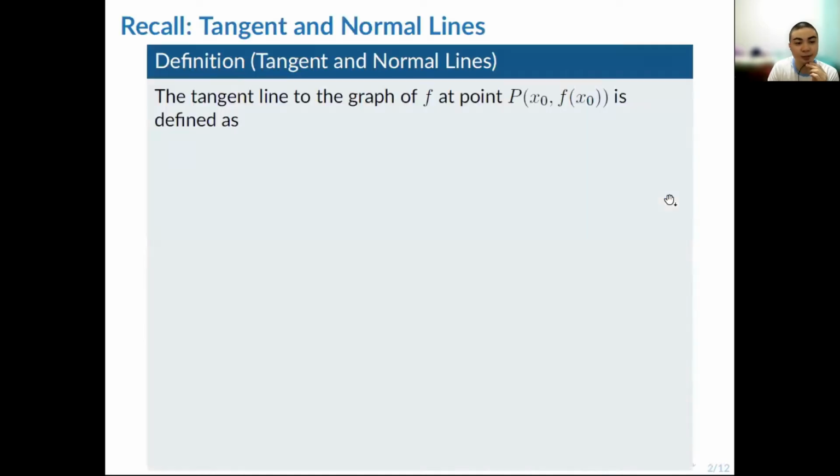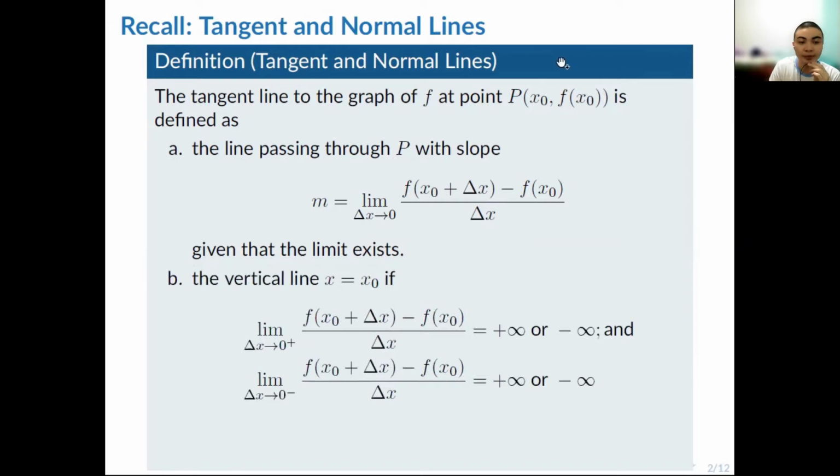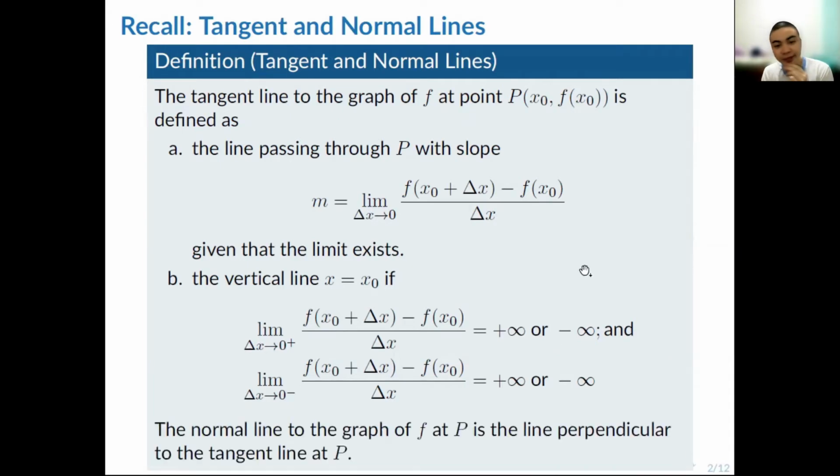So let's start muna sa pag-recall ng definition ng tangent and normal lines. The tangent line to the graph of f at point P is defined as A, the line passing through P with slope m, where m is equal to the limit of this one as delta x approaches 0, given that the limit exists. Or B, the vertical line, x equals x sub 0, if the limit of this one, as delta x approaches 0 from the right or 0 from the left, is equal to positive infinity or negative infinity. So dapat, ayan, ganyan. So ngayon nalaman na natin yung tangent line.